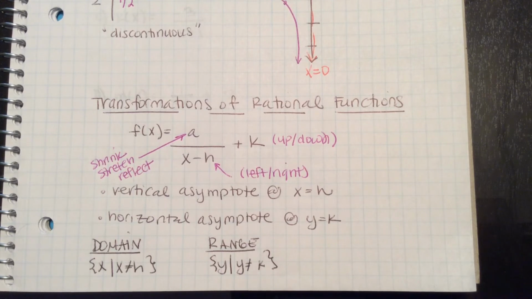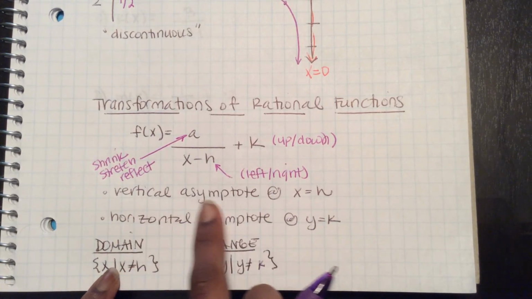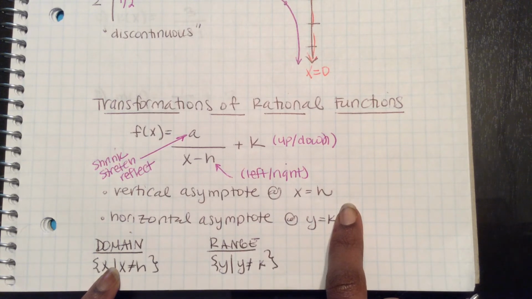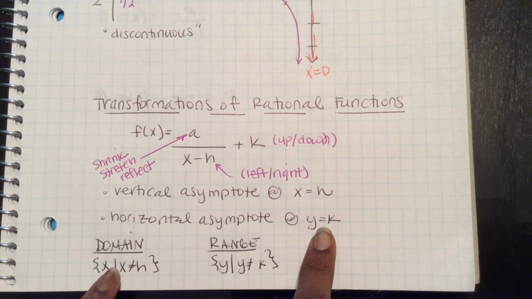The one thing we always need to keep in mind though is where our vertical and horizontal asymptotes are. And for rational functions, this is always true. Vertical asymptote at x equals h, horizontal asymptote at y equals k.